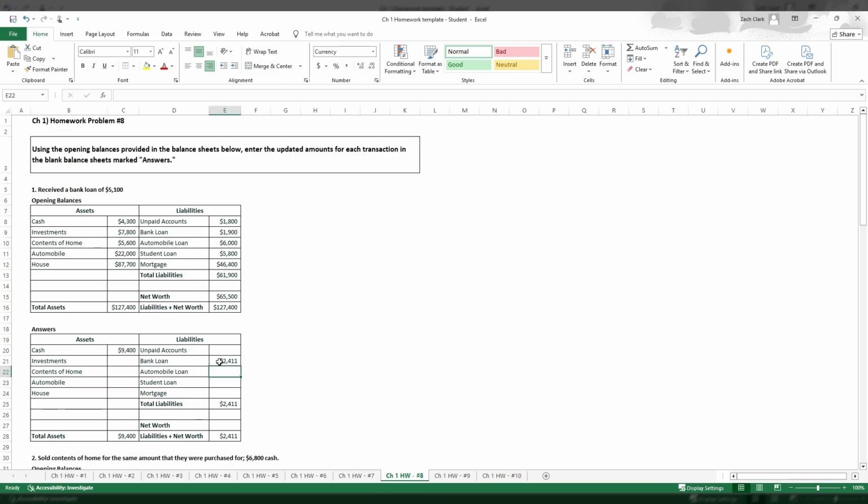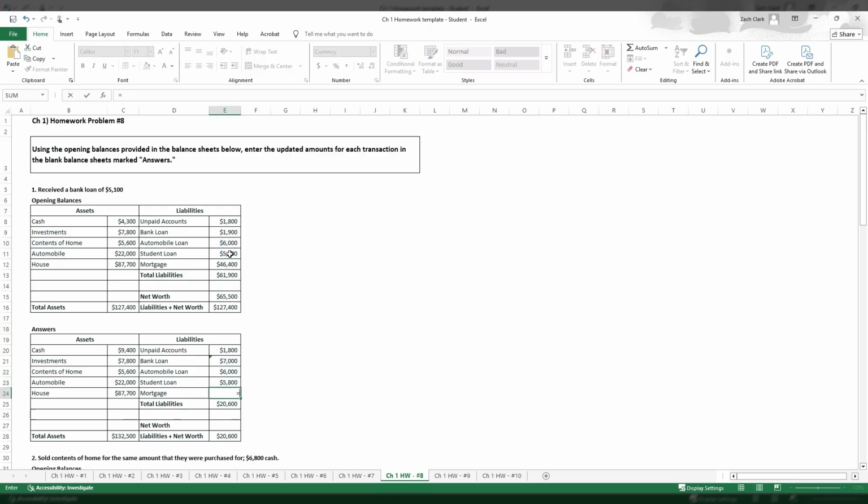Let's see here, I think I did not 500, 5,100. I thought that looked a little off there. So now we've added 5,100 to cash and 5,100 to our bank loan. None of the other accounts are impacted. So we can just click equals and link all of these here, because we want to get everything input to ensure that our assets still equal our liabilities plus net worth.